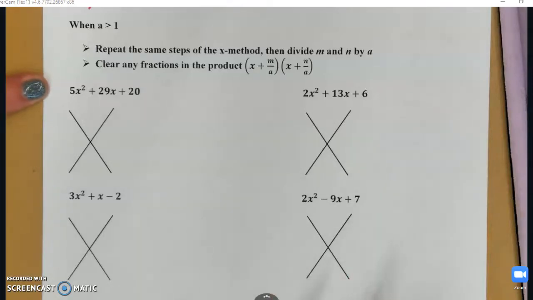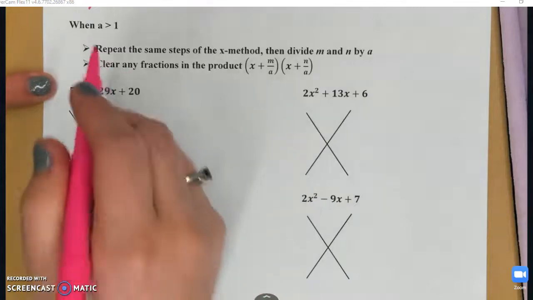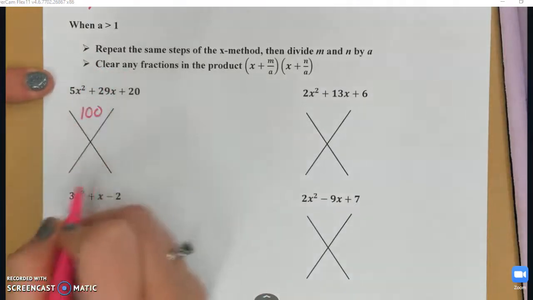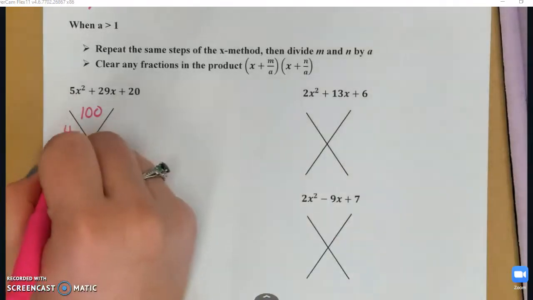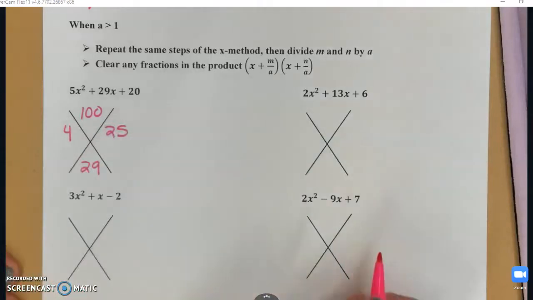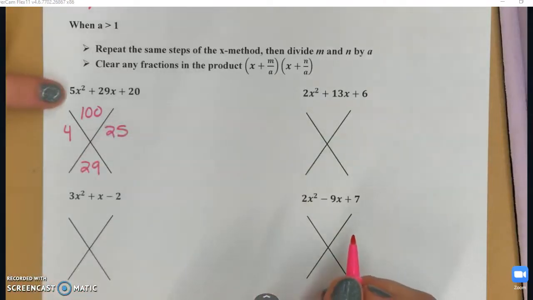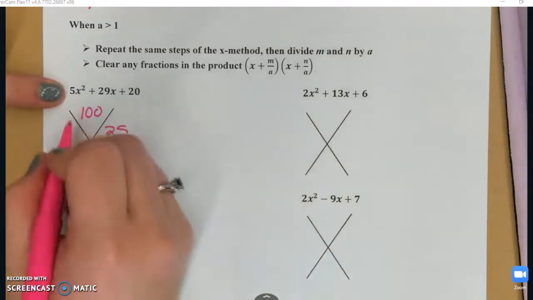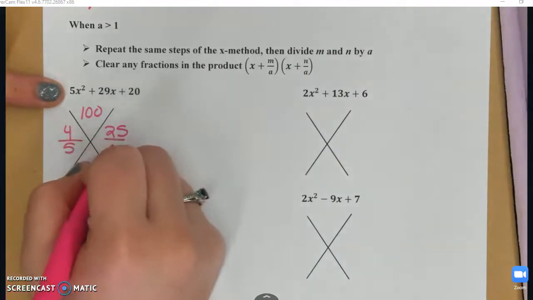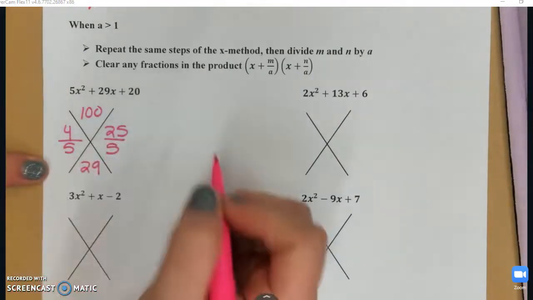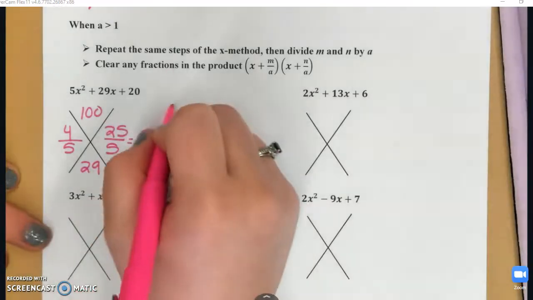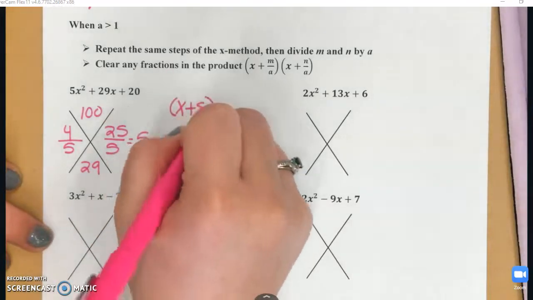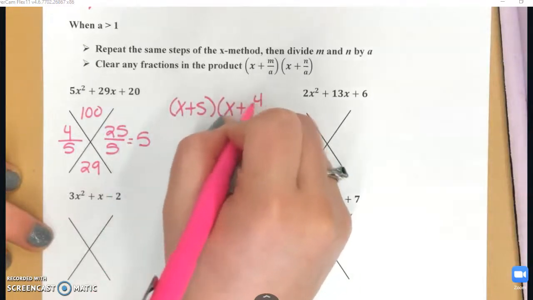5x squared plus 29x plus 20. 5 times 20 is 100, and my b value is 29. So two numbers that multiply to 100 and add to 29 are 4 and 25. Now that I've found those values, I need to divide by a, which is 5. So that's 4/5, and 25 over 5 actually reduces to a whole number. So my two factors are going to be x plus 5 times x plus 4/5.